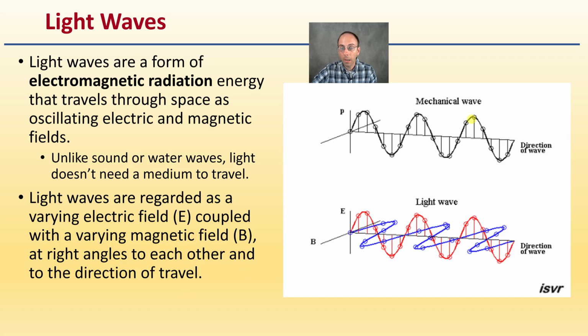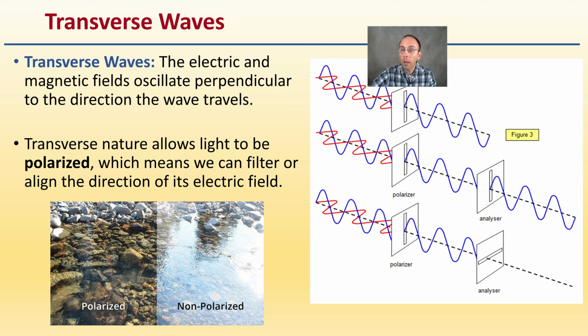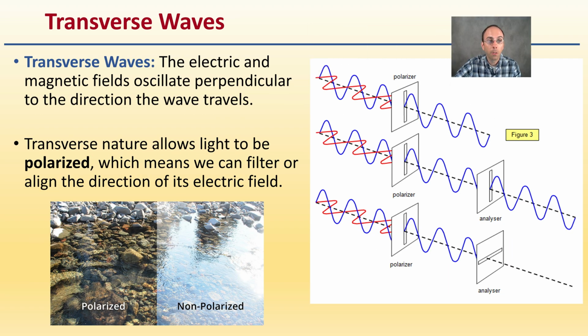So here's just a mechanical wave, and that's how we may think about these, but light waves actually have these multi-directionalities to them. Makes them a little bit more complex, which is why I need to go over and understand some of these key terms. So for example, those transverse waves: the electrical and magnetic fields oscillate perpendicular to the direction that the wave travels in, and this transverse nature allows light to be what we call polarized, which means we can filter and align the directions of its electrical field.